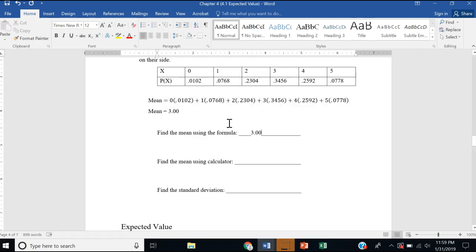Now, there is a way to find standard deviation using probability distributions and doing it by hand, but it's way longer than we need. So what I'm going to do is show you how to find the mean and the standard deviation using the calculator. Now I want to go back to saying that we're dealing with a probability distribution.